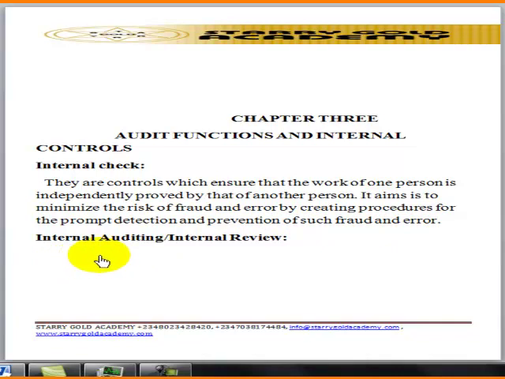Looking at the internal check, we look at the main objective of internal check. We all know that the main objective of internal check is to minimize the risk of fraud and error by creating procedures for the prompt detection and prevention of such fraud and error. E.g., having two signatories for checks, or segregating the preparation and payment of wages, or opening of mail by a person independent of the cash department. That is the main objective of internal check.